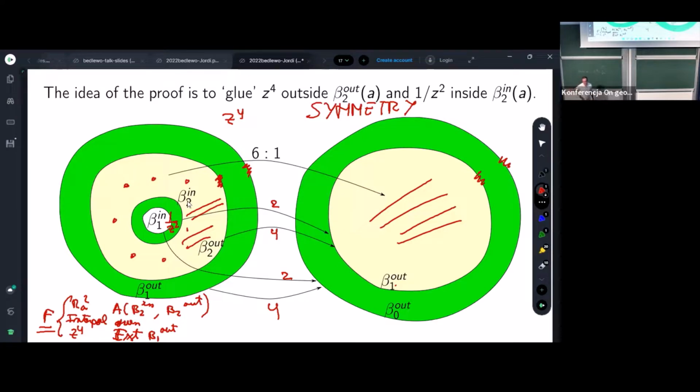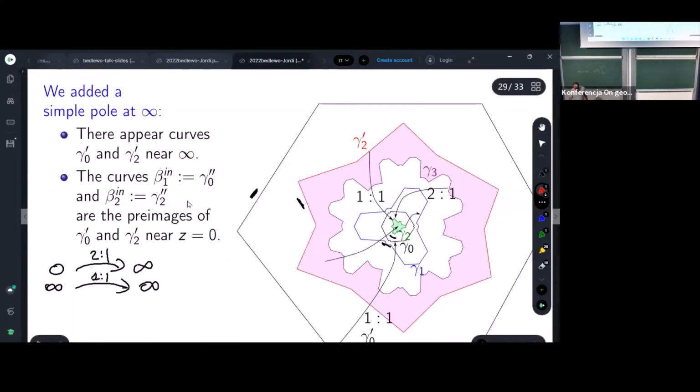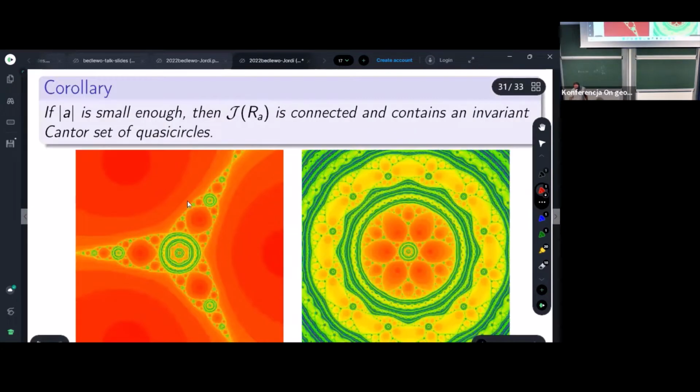This is more or less the idea of how you get this McMullen-like situation. So instead of polynomial-like, we have here a McMullen-like situation. Okay, and once you do the surgery, another property is the final corollary. I have like 3 minutes maybe.